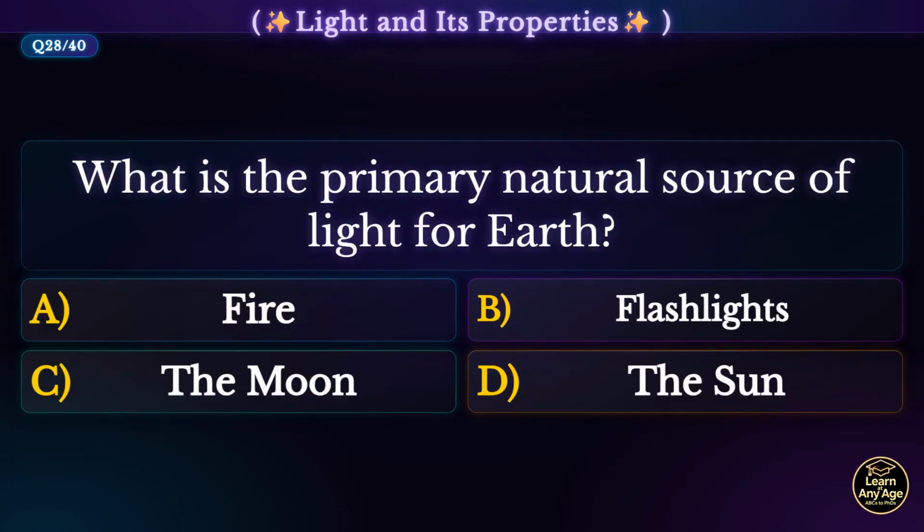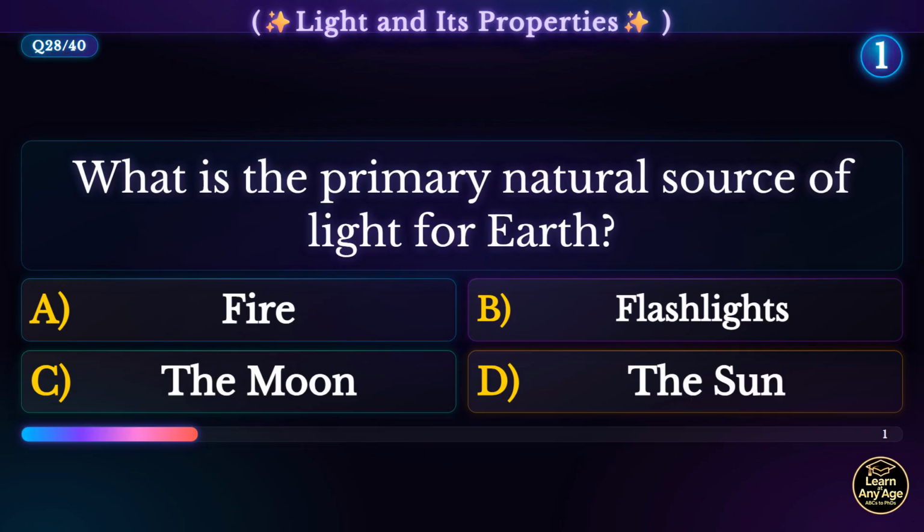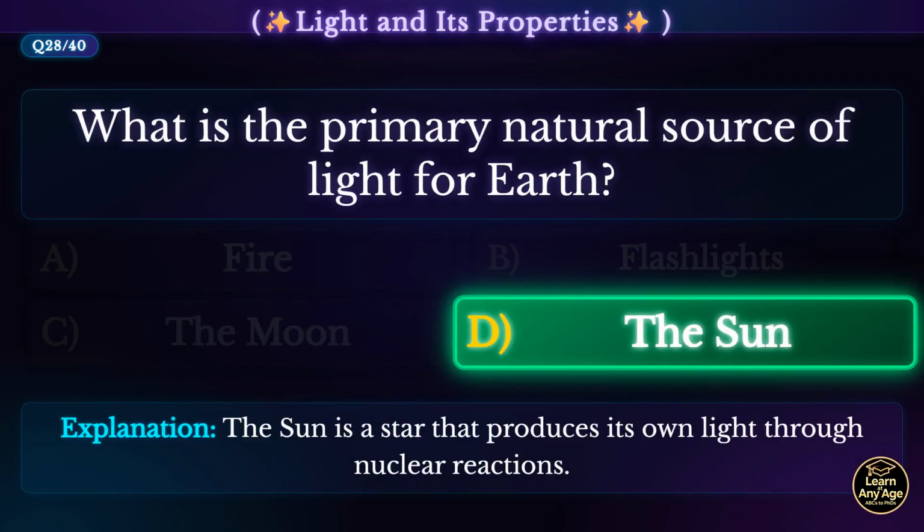What is the primary natural source of light for Earth? Fire. Flashlights. The moon. The sun. The sun. The sun is a star that produces its own light through nuclear reactions.